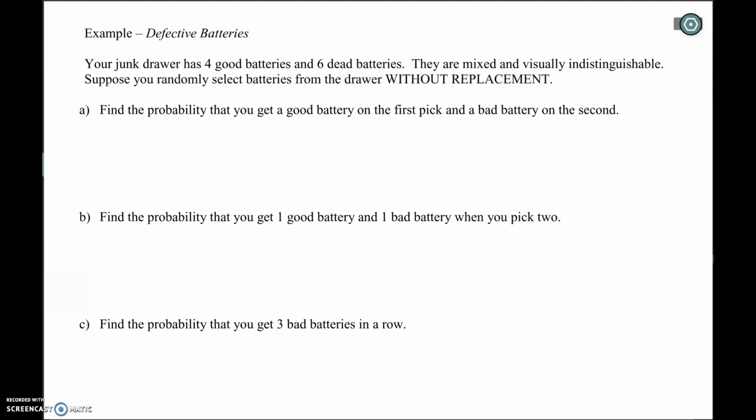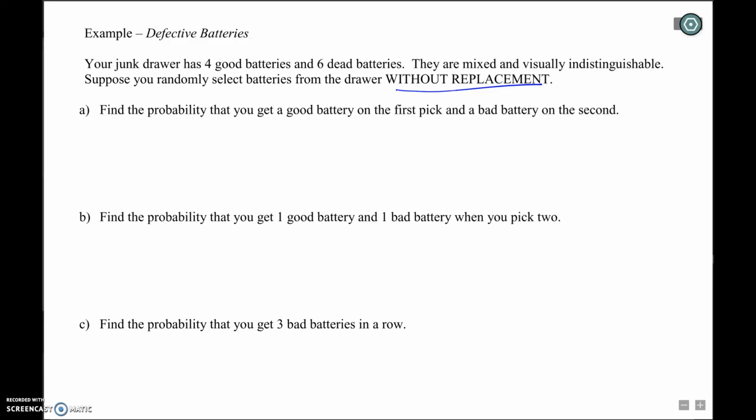So, defective batteries. We have 4 good batteries and 6 dead batteries in a drawer. They are mixed and visually indistinguishable. Suppose you randomly select batteries from the drawer without replacement. That simply means when you pick the first battery out, you don't put it back in before you take out the second battery, which would make sense.